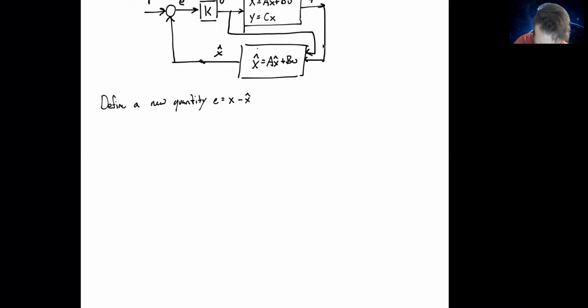Let's take the derivative of our error. That will be equal to the derivative of our state minus the derivative of our estimate. So then this is going to go into Ax plus Bu minus A x hat plus Bu plus L times y minus y hat.